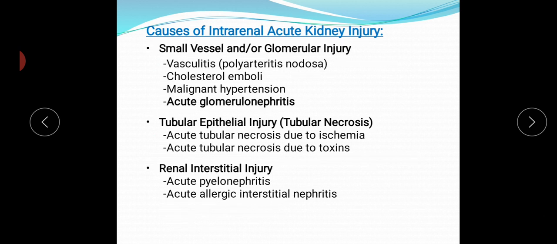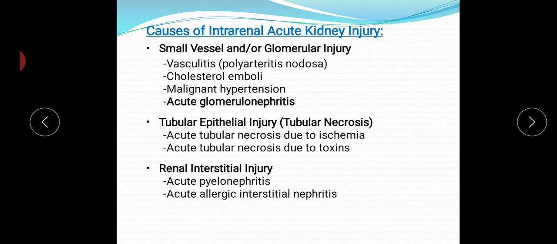The second causes are within the kidney. The problem is within the kidney. In that case, again, there are various groups that you can see here: glomerular injury, tubular epithelial injury, or renal interstitial injury. So the cause may be anywhere within the glomeruli, the tubular epithelial cells, or the interstitium. But the most common cause, highlighted here, is acute glomerulonephritis. That is the most important and common cause of acute renal failure.